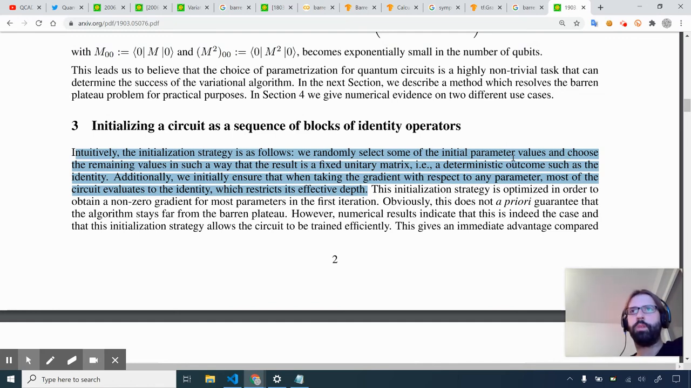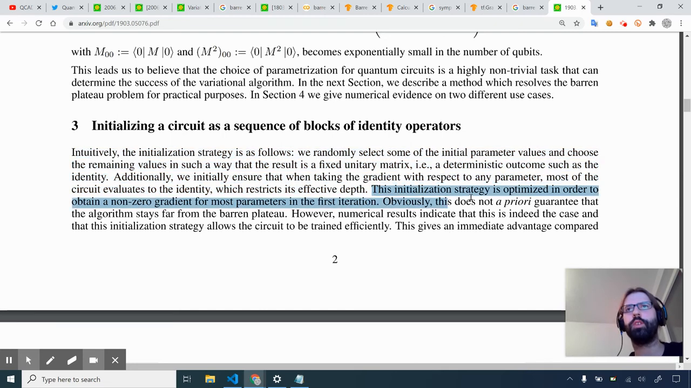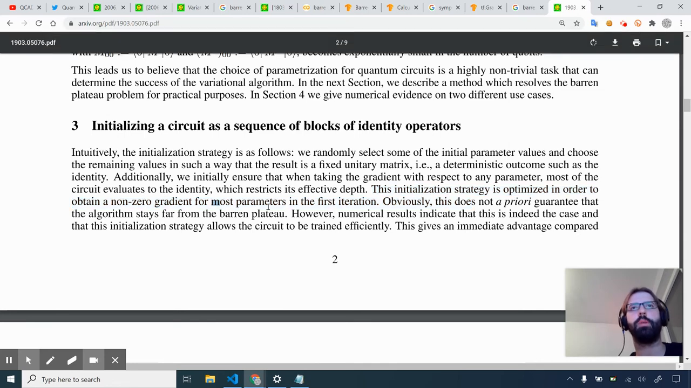This initialization strategy is optimized in order to obtain a non-zero gradient for most parameters in the first iteration. Okay, so the idea is you use this to get a good kickstart. In the first step you calculate the gradient of each separate parameter and ignore everything else, and then you know how to tweak the parameter to go ahead with the gradient of the whole thing. That's cool.